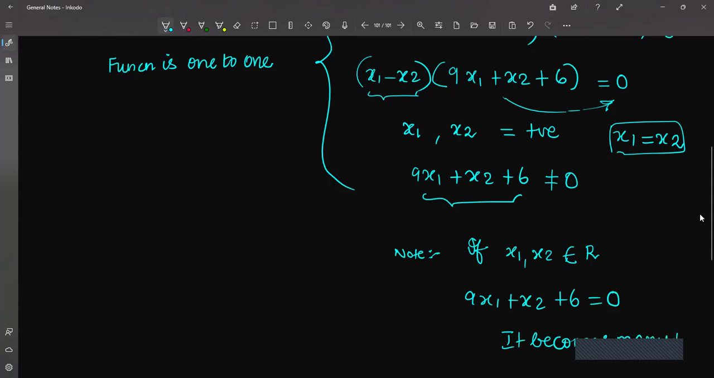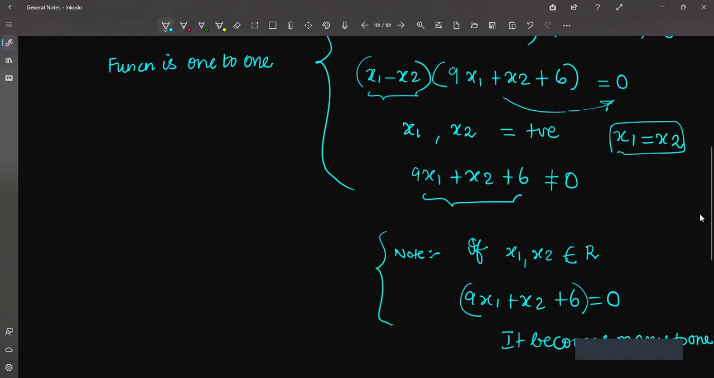Then you have two possibilities, right? One is x1 minus x2 being equal to 0. The other is 9x1 plus x2 plus 6 being equal to 0. Then it becomes a many-to-one function. Okay, so now we'll move on to the next function.